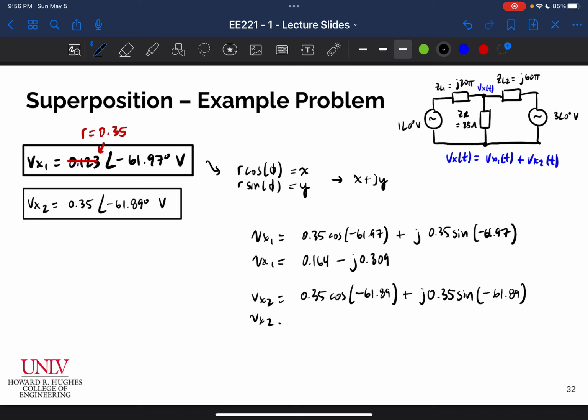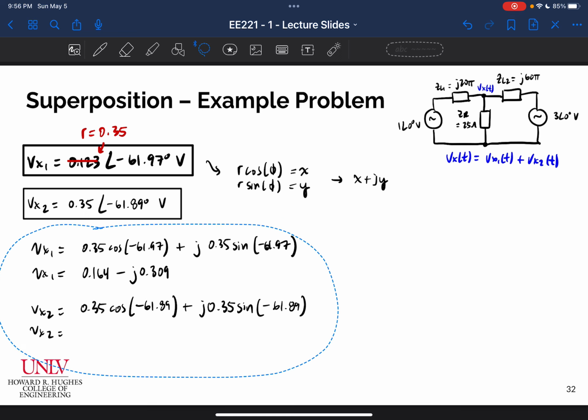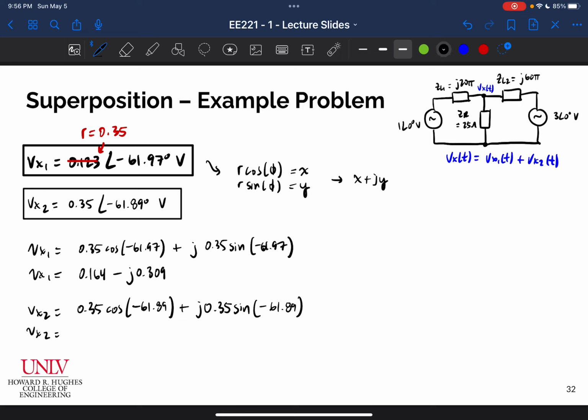Vx2. And let's also just move all this over so that I have more space. So Vx2 is going to give me, so let's do cosine of negative 61.89 times 0.35. I get 0.165. And then I'm going to get another minus. Let's do sine negative 61.89, and that's multiplied by 0.35. Okay, so I get another minus j 0.309. And then I have to add these two values together.